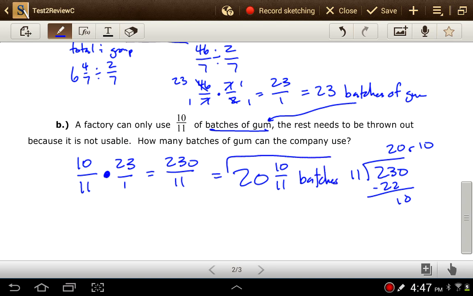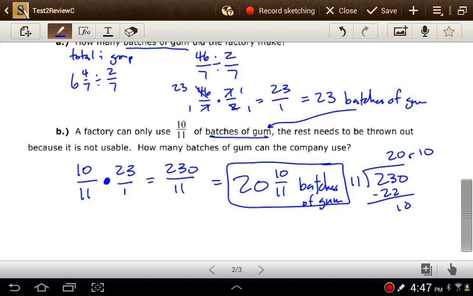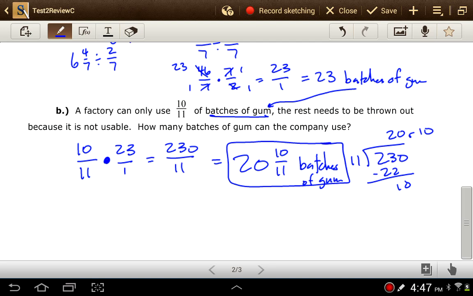Okay, so they can use probably 20 batches, and then they have 10/11, which they probably could combine with other batches later in the process to make full amounts. But for right now, they only get to use 20 and 10/11 batches of gum when they are done. Okay, and next page I'm going to go over.